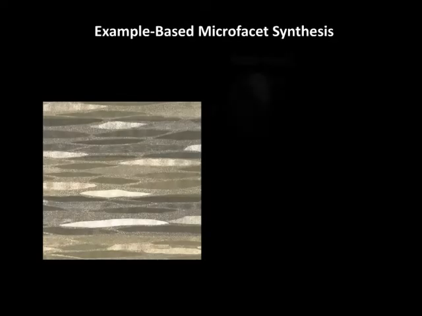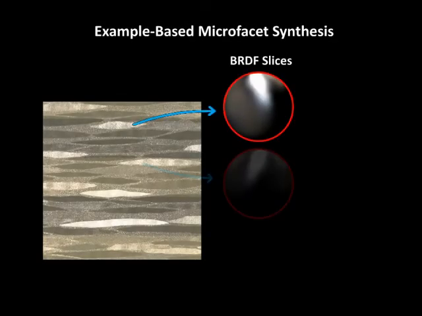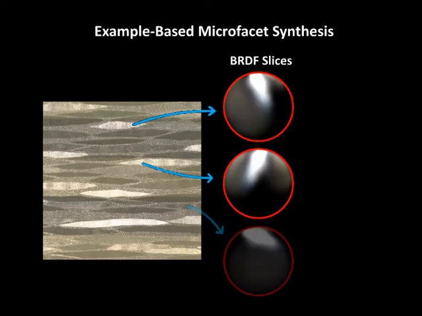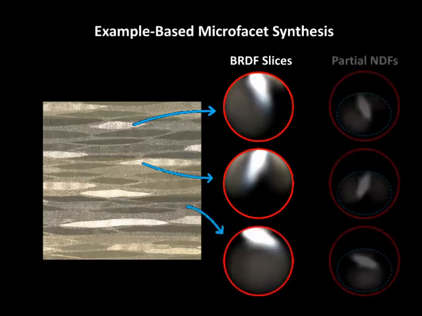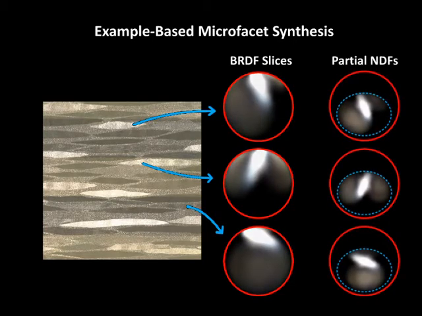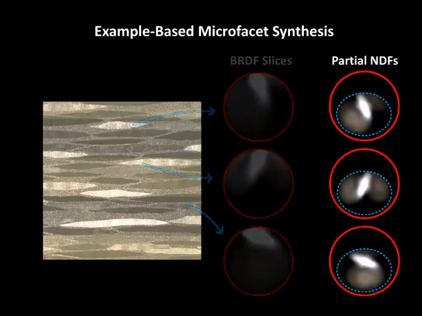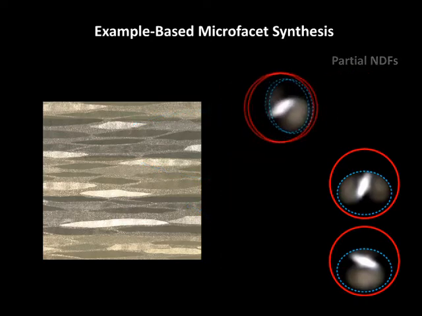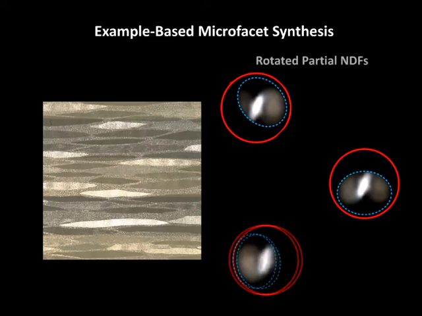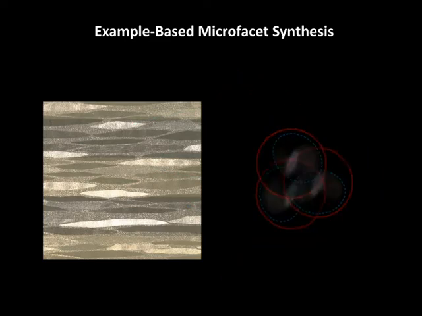Based on a microfacet model, our approach tabulates a normal distribution function, or NDF, at each surface point. Data from a single view determines the NDF only over a partial domain. To solve this problem, we observe that materials have similar microstructure at different points, which can be rotated and merged to complete the partial NDFs.